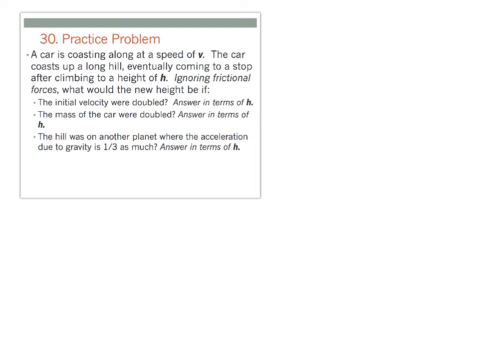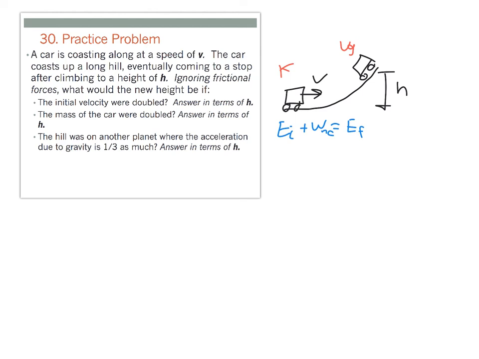We have another algebraic one here, so this time we have a car that is coasting along at a speed of v, and it goes up a hill to some height before eventually coming to a stop after reaching a height of h. So thinking about the energy we have, we're going to start here with kinetic energy because we're moving, and we're going to end with gravitational potential. So we can go ahead and set up our basic energy equation, and then we'll go from there. So I'm going to have kinetic, no work being done here because we're ignoring frictional forces, is going to be equal to gravitational potential. So 1/2 mv squared equals mgh.